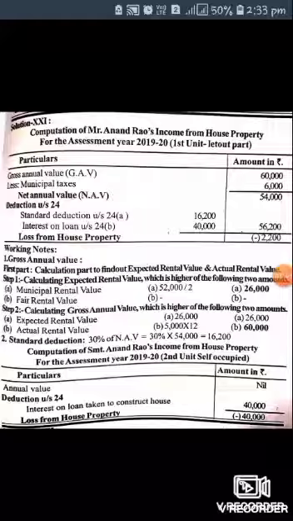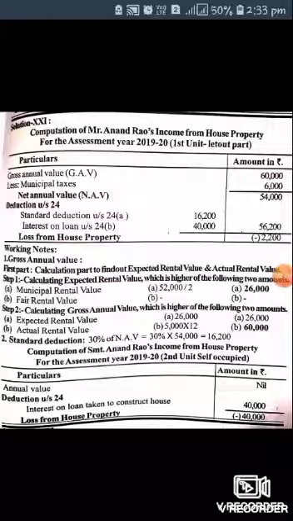And the deductions are under section 24. Standard deduction under section 24 is 16,200 and interest on loan under section 24B is 40,000. So after all the deductions, he's getting a loss from the letting out part, that is 2,200 is the loss. Let's see how the loss is calculated.